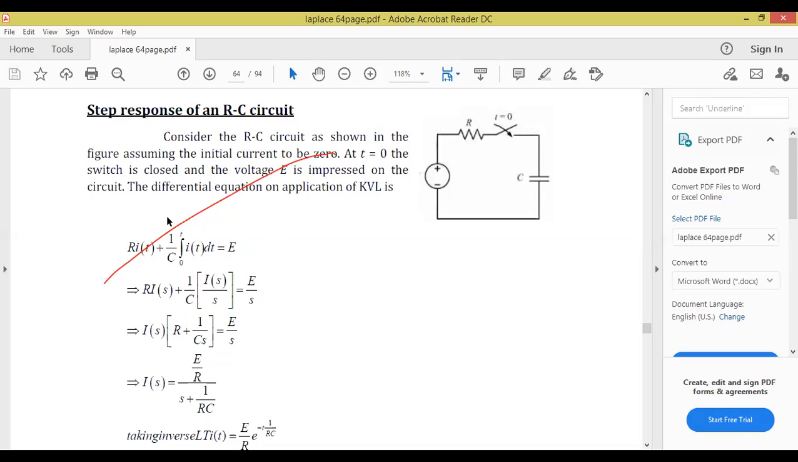And what is the voltage across the capacitor formula, which you have studied in our basic lower classes? 1 by C integral I of t dt. Because across the capacitor, voltage will develop from the positive charges and negative charges. So the voltage across the capacitor is 1 by C integral I of t dt.